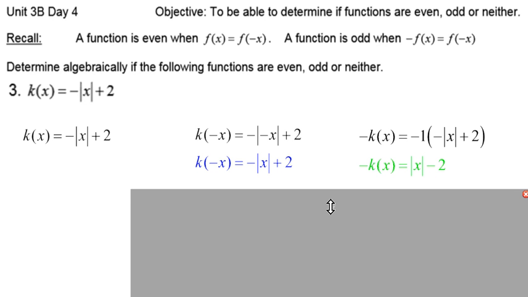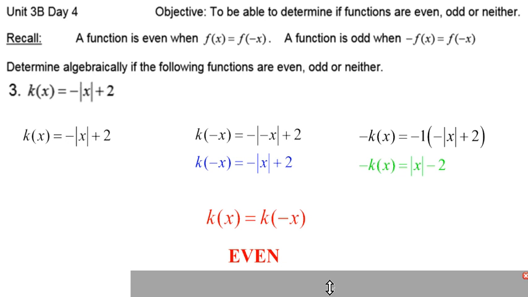And so if we look at the results, again, we want to see if any match the original or if the two transformations match each other. Here we can see that when we take the opposite of our inputs, it's the same as our original. Therefore, it would be an even function.